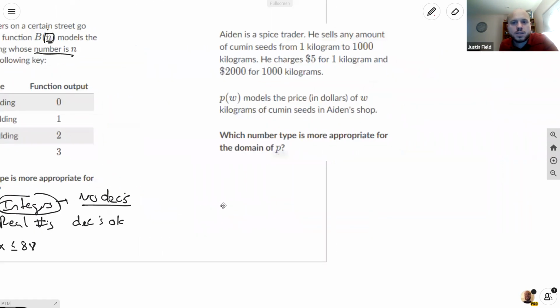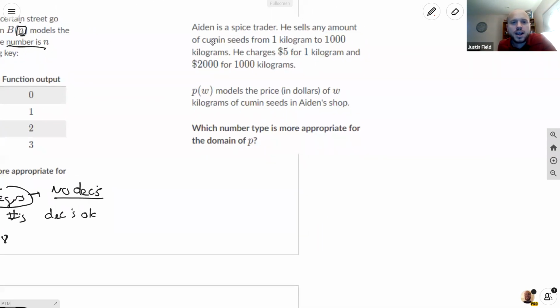So Aiden is a spice trader. He sells any amount of cumin seeds from 1 kilogram to 1,000 kilograms. He charges $5 for 1 kilogram and $2,000 for 1,000 kilograms. P of W models the price in dollars of W. So W is that weight, the kilograms, and P is the price.